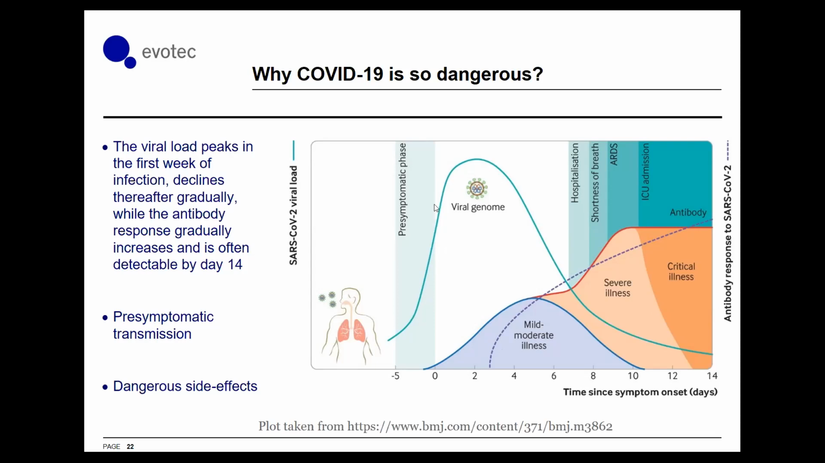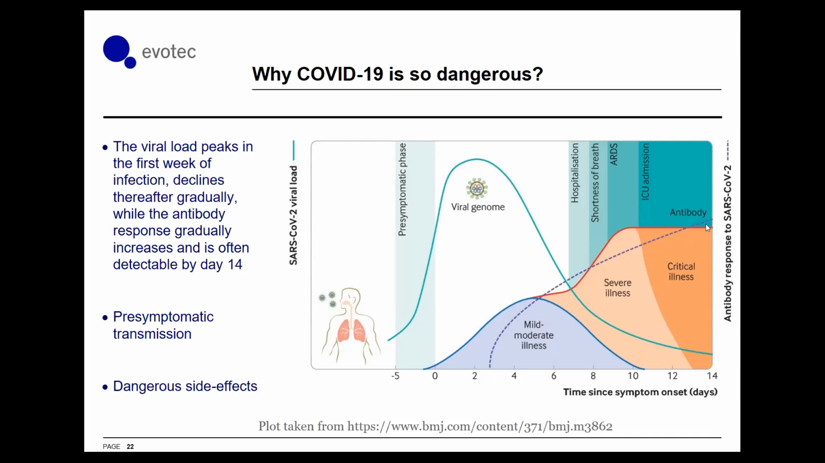But it's interesting, as you can see, the amount of the virus in our body is going down, but the damage is actually going up. We are always used to the idea that the more symptoms we have, the more virus we have. It's not the case with COVID-19. Opposite. The peak of the amount of virus in our body is when we have very, very mild and moderate symptoms.